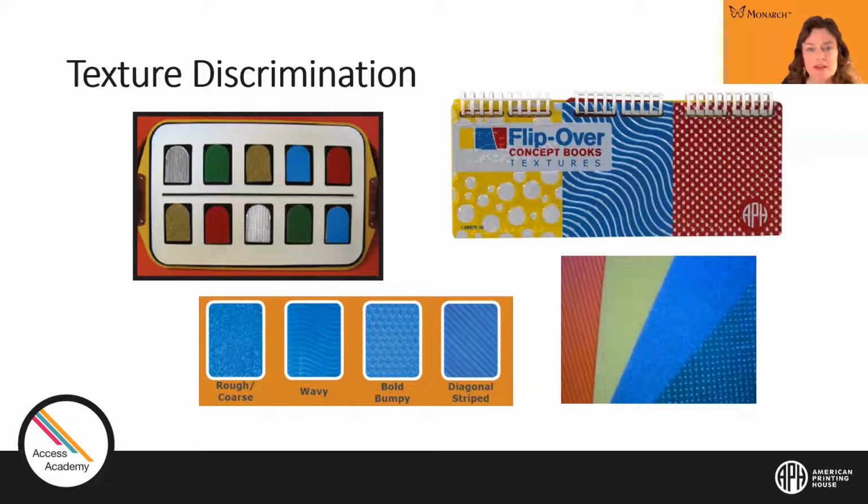Here are some examples of activities and products that can help hone texture discrimination skills. Texture matching cards constructed with interesting textures can be paired with a match-it-up frame mounted on an all-in-one board. The matching cards can be moved around independently by the student. The flip-over concept book textures also allows the student to match adjacent panels that display the same texture.